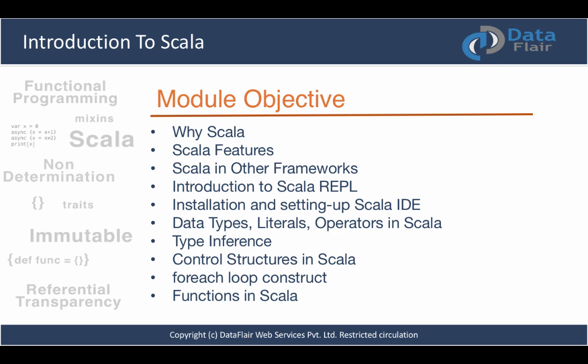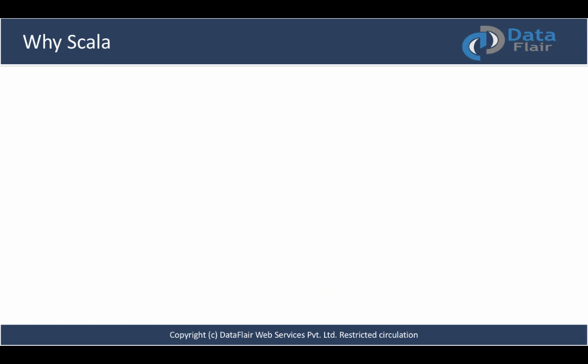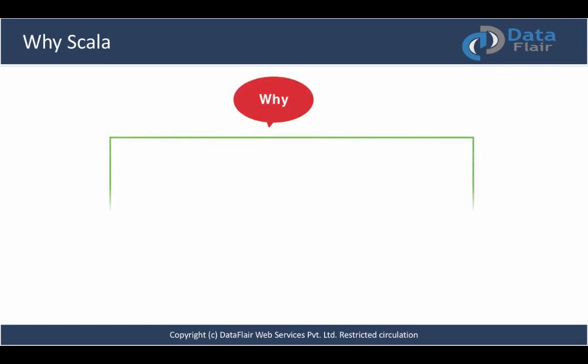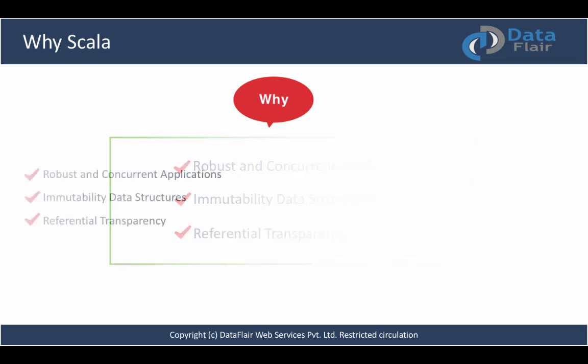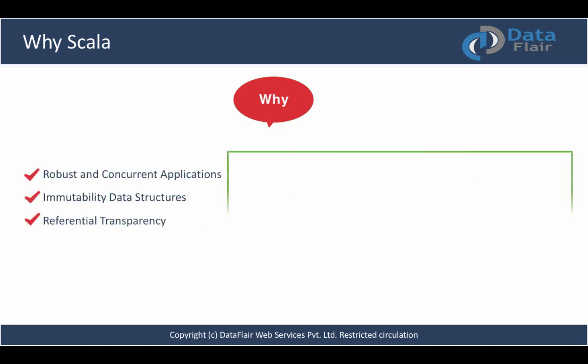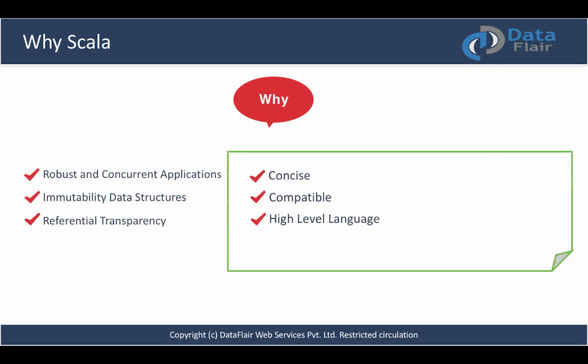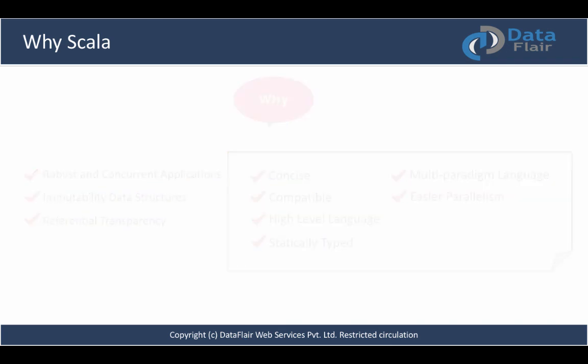So let's start with our very first topic, why Scala? We have talked about Scala's capabilities to write robust, concurrent and scalable applications. You have already seen some of its capabilities, like it supports immutability and referential transparency. But there's more to Scala. By saying more, I mean it. Scala is concise, compatible, a high-level language, multi-paradigm, and easier for parallelism. So let's discuss them one by one.